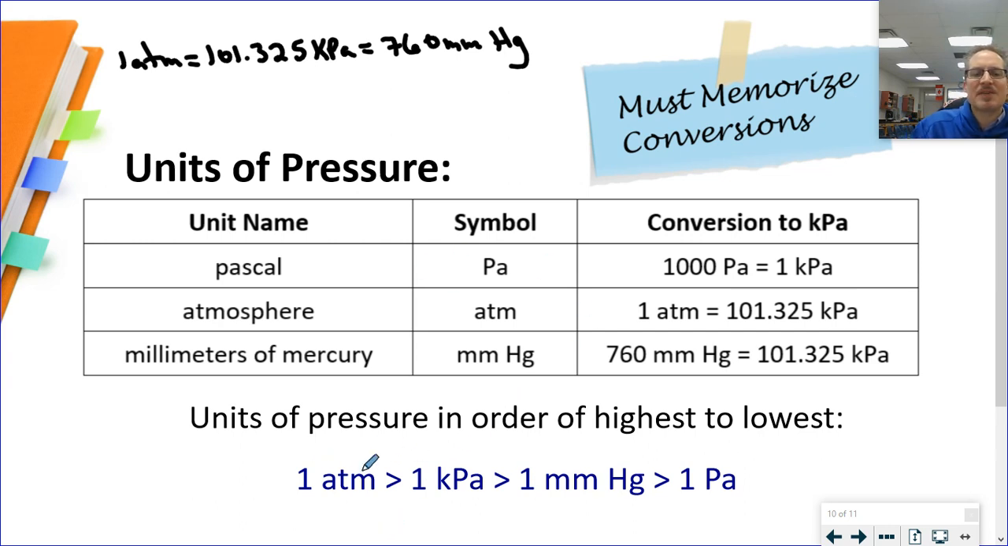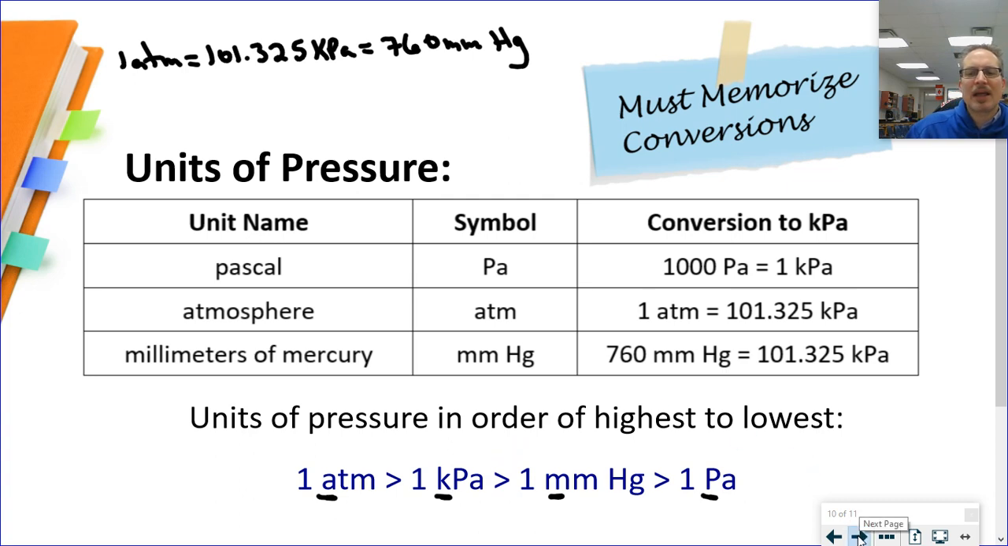1 kilopascal is greater than 1 millimeter of mercury, and 1 millimeter of mercury is greater than 1 pascal. Now, instead of having to calculate this all the time, if all these numbers were equal, 1, 1, 1, 1, which one is greater? You'll notice that there's a pattern. Atmosphere comes before kilopascals. Kilopascals comes before millimeters of mercury, and millimeters of mercury comes before pascals. It goes alphabetically. So if I'm comparing 5 atmospheres to 5 kilopascals, I know that 5 atmospheres is greater.